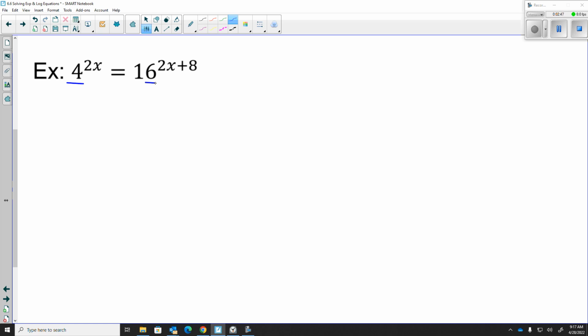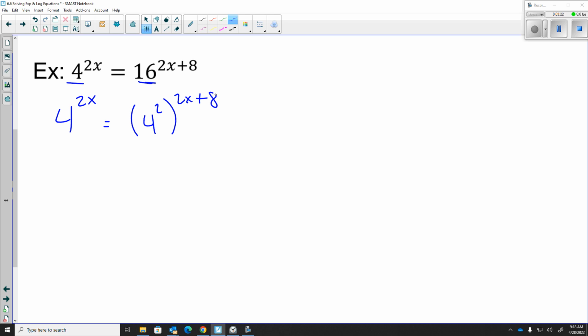Sort of. I think you guys are on the right track. Can you rewrite 16 as 4 something? Yeah, 4 times 4, or 4 squared, perhaps, right? So what if we just rewrote it as 4 squared raised to the 2x plus 8? That's the same thing, right? You guys agree with me that I didn't change the value, I just rewrote it? You okay with that?